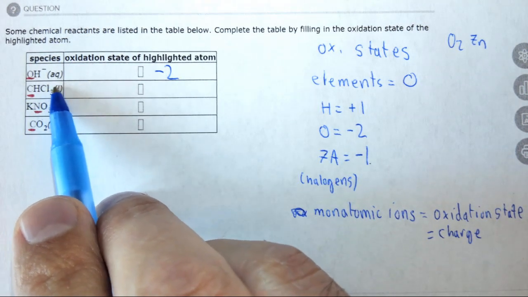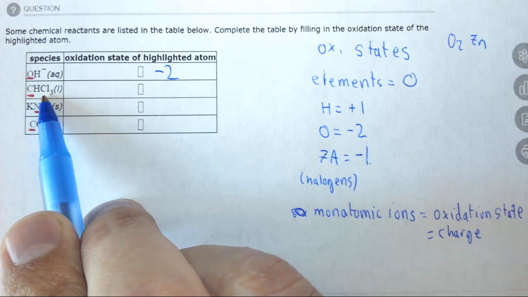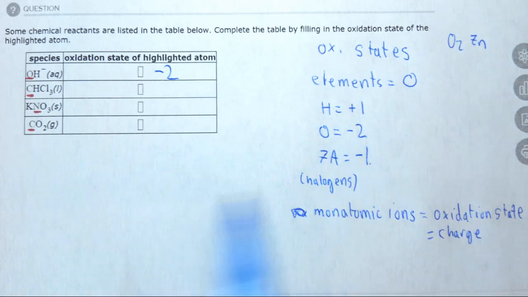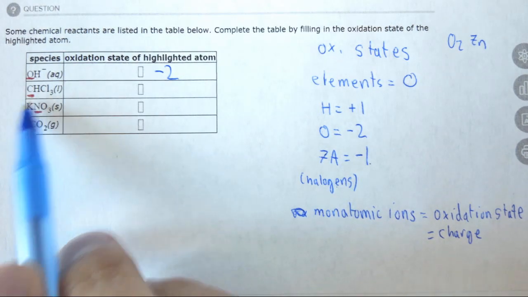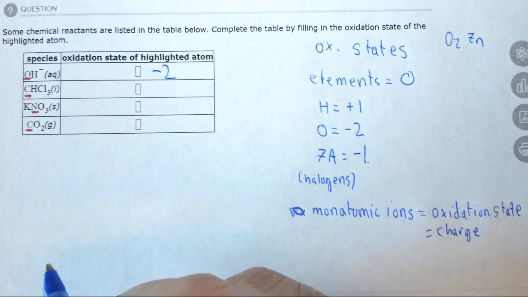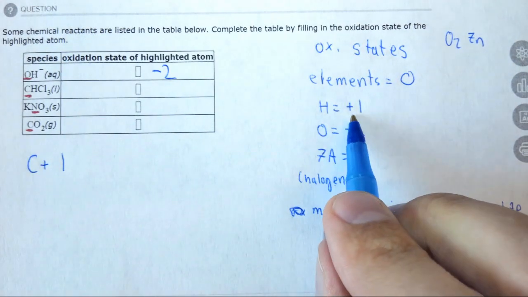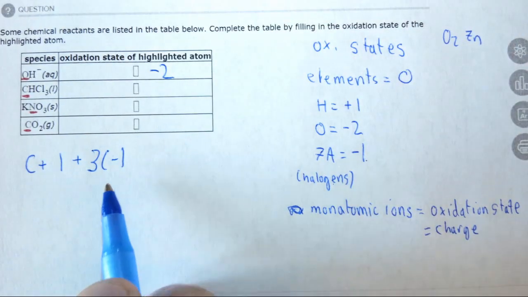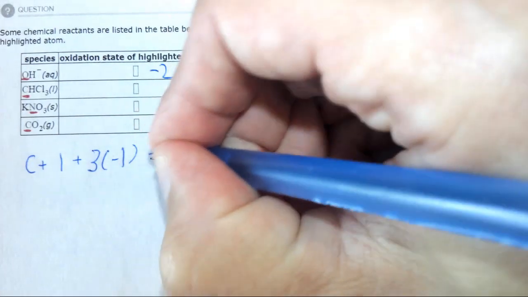Since this has an overall charge of 0, the sum of the oxidation states of carbon, hydrogen, and Cl3 must equal 0. So we have to use the oxidation states of the things that we know, such as hydrogen and the 7A halogen, chlorine, to find the oxidation state of carbon. To do that, we do it in a similar way as trying to find the charge on a metal, for example, in an ionic compound. So here we have C plus 1, because there's one hydrogen with a +1 charge, plus 3 times -1, because we have 3 chlorines, each with a -1 oxidation state, equals 0.